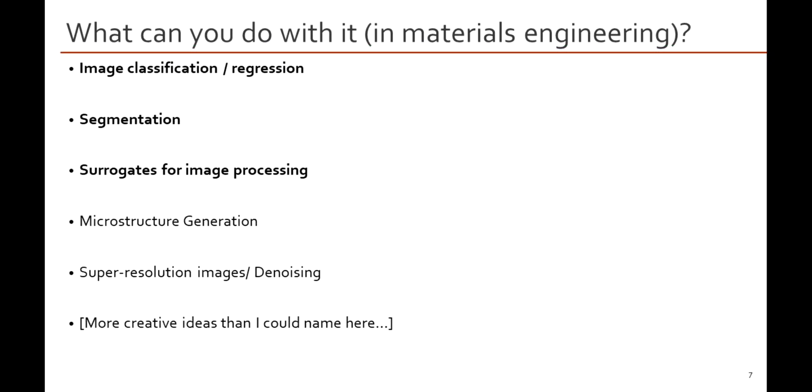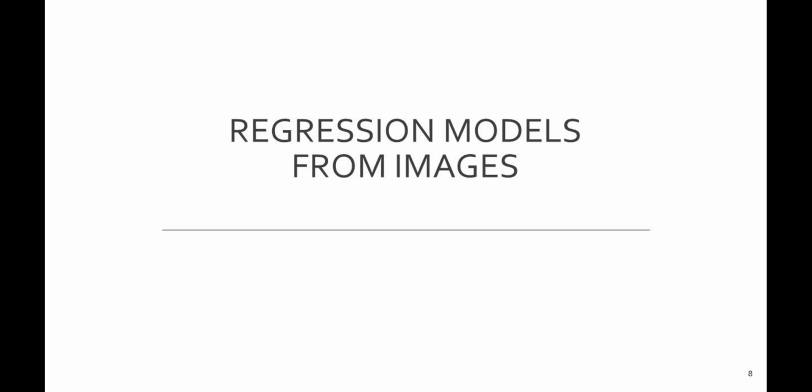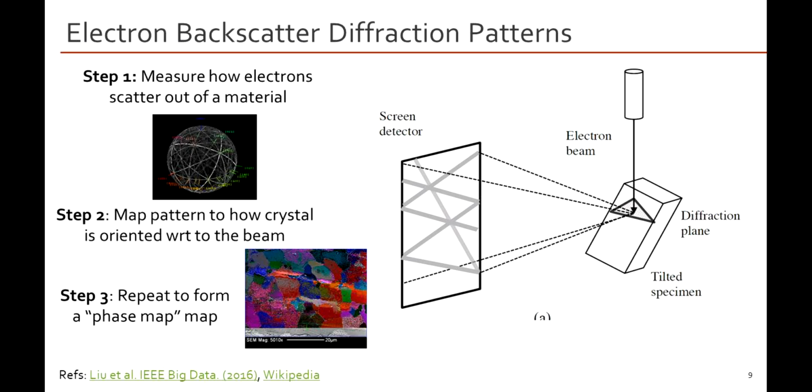And we'll start off with one type that's relatively simple. Building a regression model where I take an image and I want to map it to some continuous property. And one example of where this has been done in science is determining the angles from a backscatter diffraction pattern. So in short, backscatter diffraction is a microscopy technique where I measure how electrons, if I shoot them into a material, reflect back out of it.